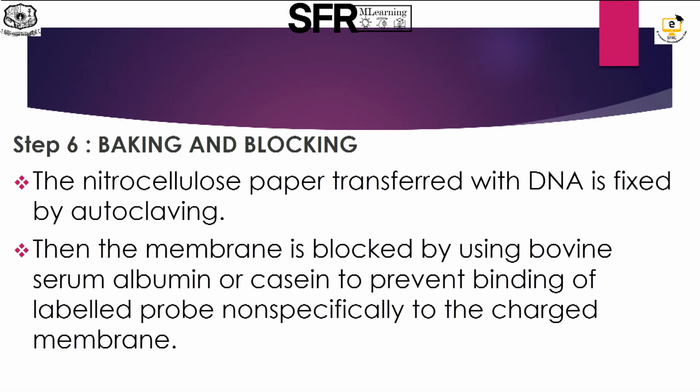Step 6, baking and blocking. The DNA transferred onto the nitrocellulose paper is fixed by baking. Then the membrane is washed using serum albumin or casein to prevent the labeled probe from binding non-specifically to the membrane. With the help of these probes, we can easily find the DNA bands with the help of autoradiography.